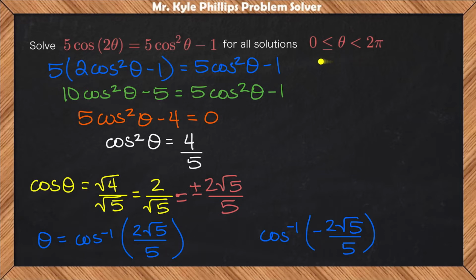Now, these two we can do on our calculator. Because our domain is in radians, we want to make sure our calculator is in radians. So I will do the inverse cosine of 2 root 5, and I will put that all over 5, and I'm going to get 0.46. So here I have a solution of 0.46, and here I would have a solution with negative 2 root 5 all over 5. This would give me 2.68.